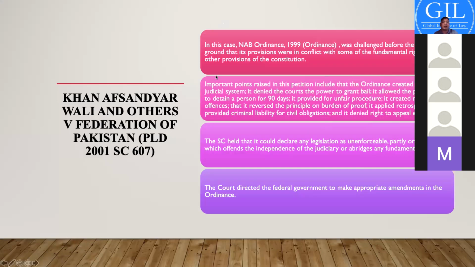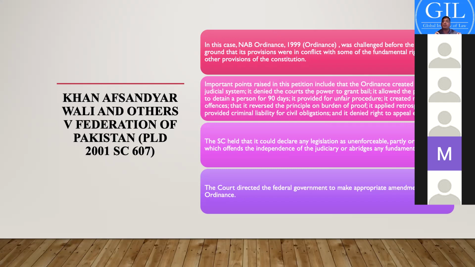Then we had Asfandyar Wali's case in which the NAB ordinance was challenged before the Supreme Court because this law grants wide powers to the executive to detain people, to deny them grant of appeal. And NAB is a very interesting organization. It has its own jail, its own judiciary, its own enforcement mechanism.